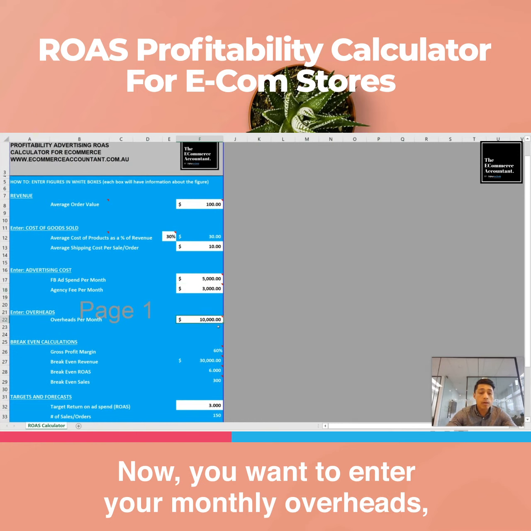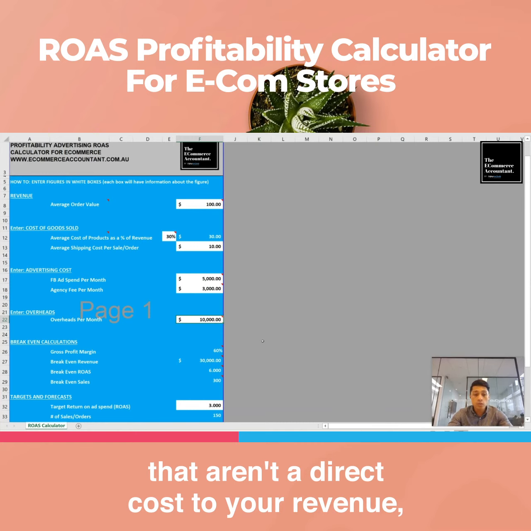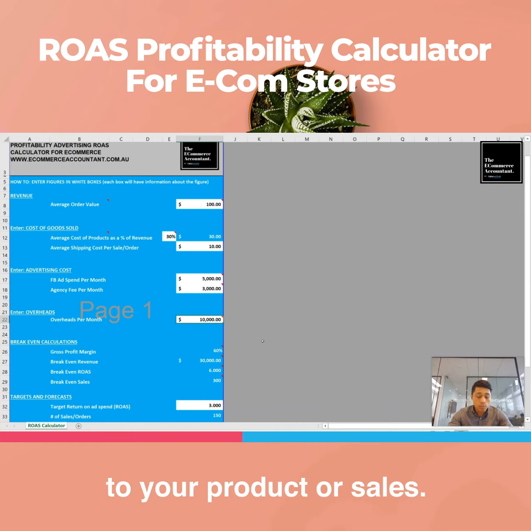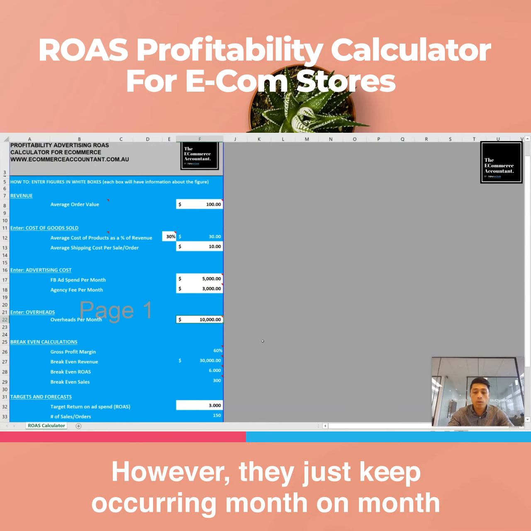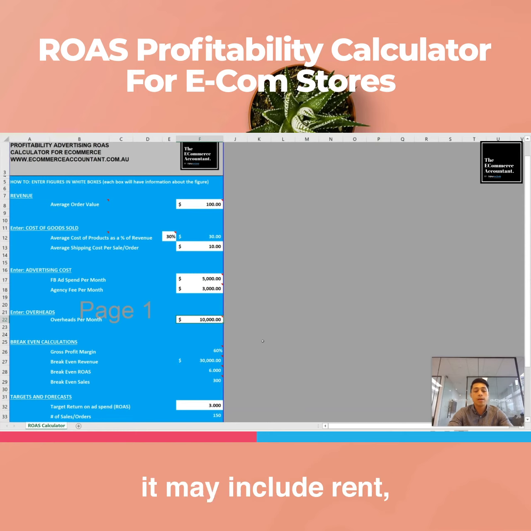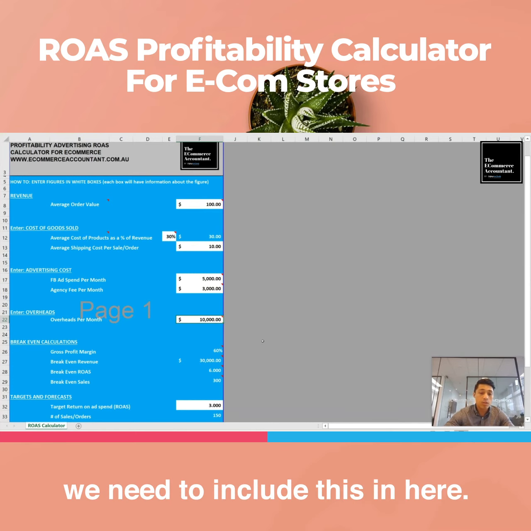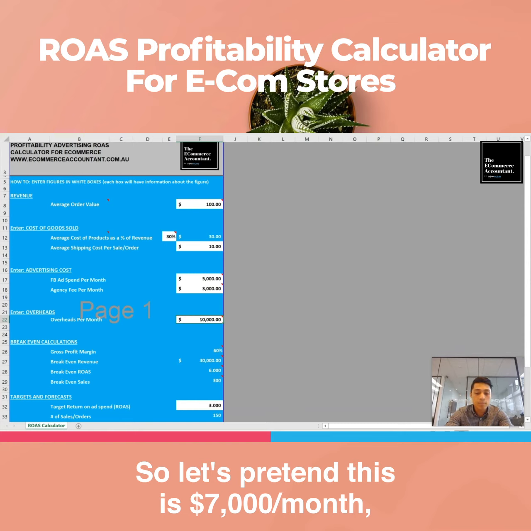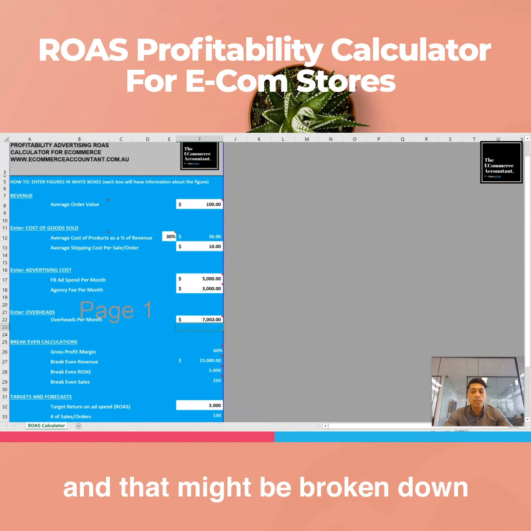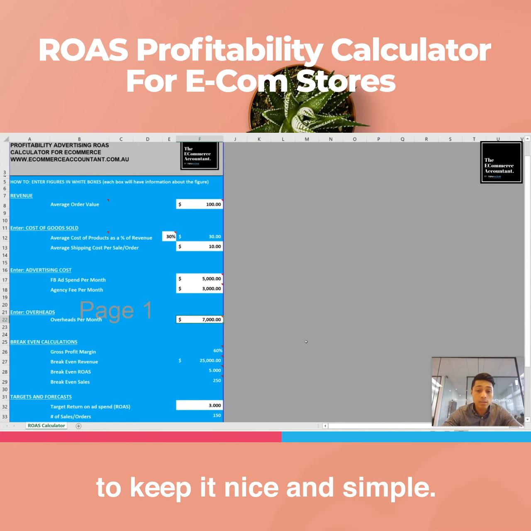Now, you want to enter your monthly overheads. So your monthly overheads are anything that aren't a direct cost to your revenue, to your product or sales. However, they just keep occurring month on month because it's just part of the business. This may include employees, administration employees. It may include subscriptions. It may include rent. It may include electricity. Whatever it may be that continues month on month, we need to include this in here. So let's pretend this is $7,000 a month, and that might be broken down into $2,000 of rent, of storage. You might have $5,000 worth of employees, to keep it nice and simple.